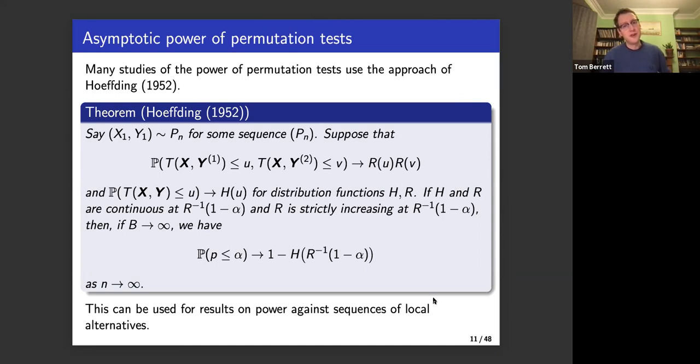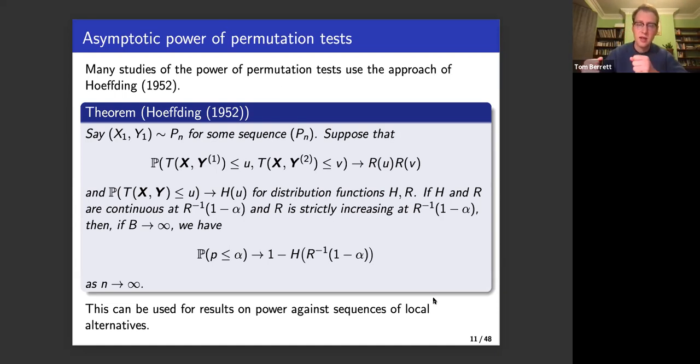Hoeffding, of course, who was a very clever man, managed to come up with a way of studying the power of these tests, and he came up with this result. And this result is the basis for many studies of the power of permutation tests. So what does it say?